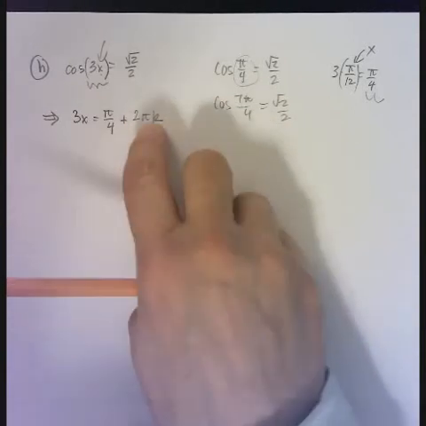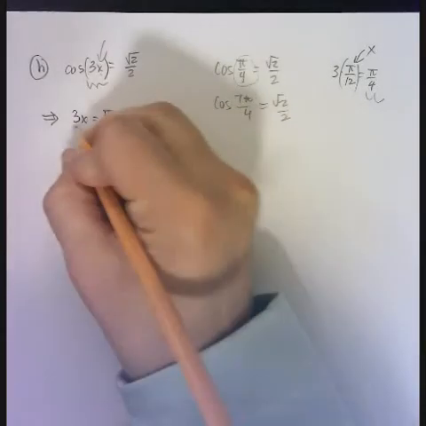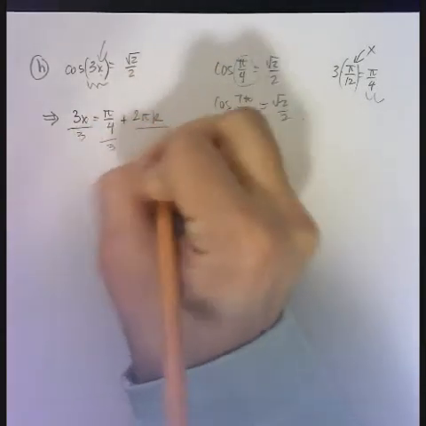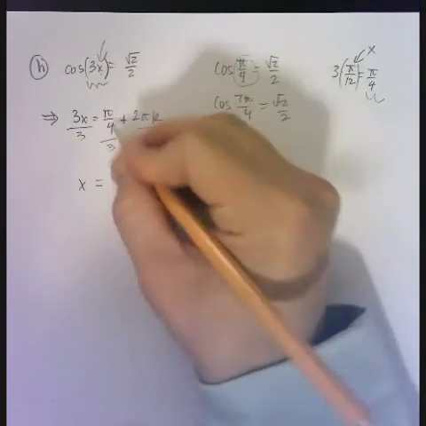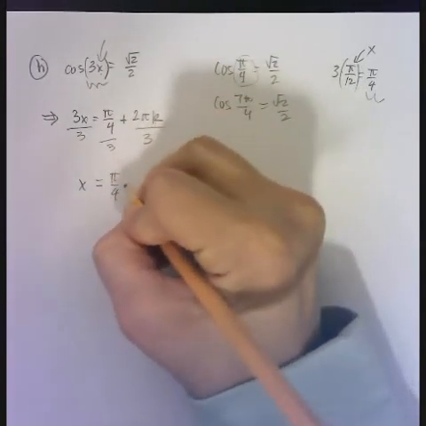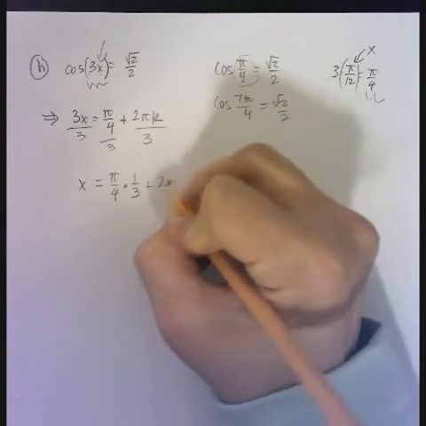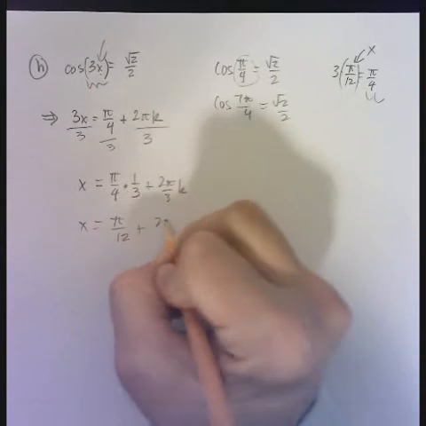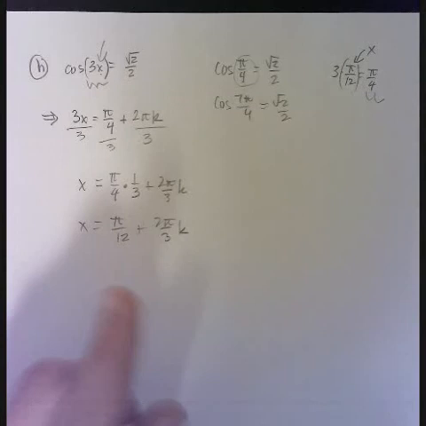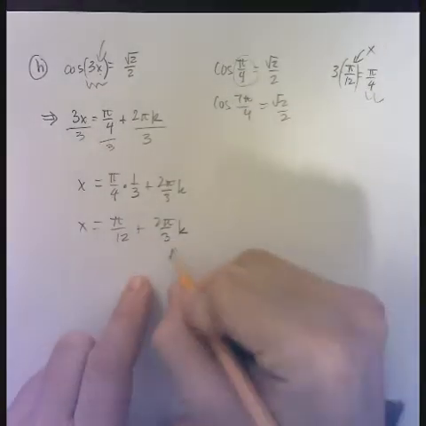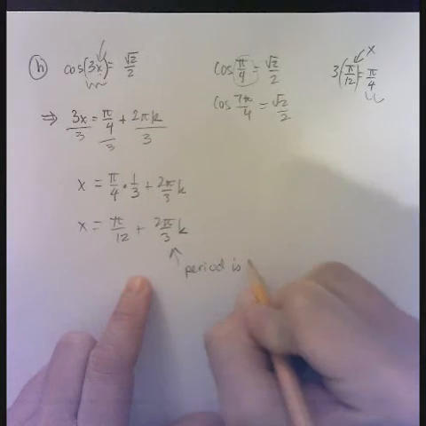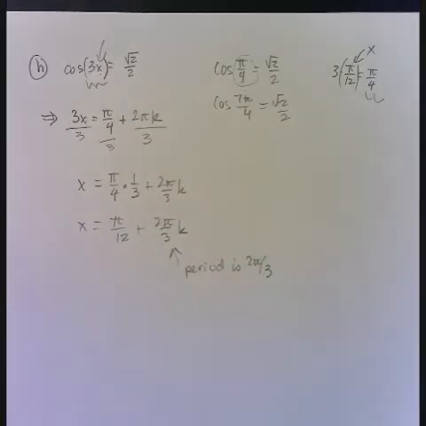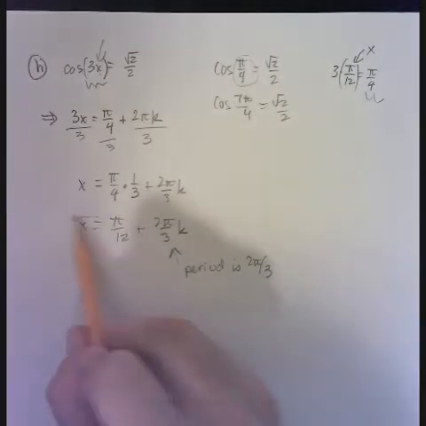And when I divide everything by 3, I get x equals, notice the pi over 4 divided by 3 is really pi over 4 times a third. And so I get that pi over 12 I was talking about. And my period changes. And of course, if we were just looking at y equals cosine of 3x, we would say, okay, period is 2 pi over b, 2 pi over 3, right? So this is one set of solutions, but we still have another set.